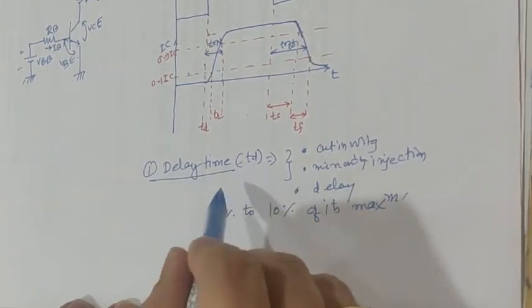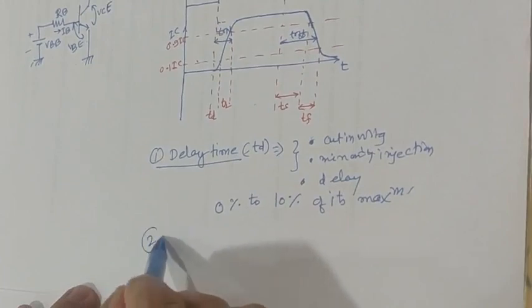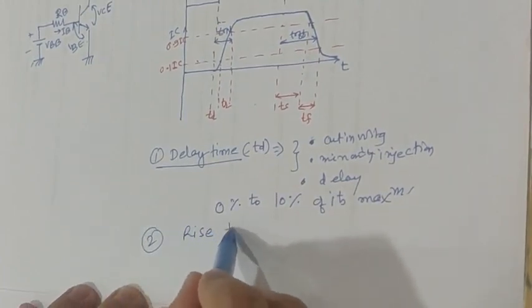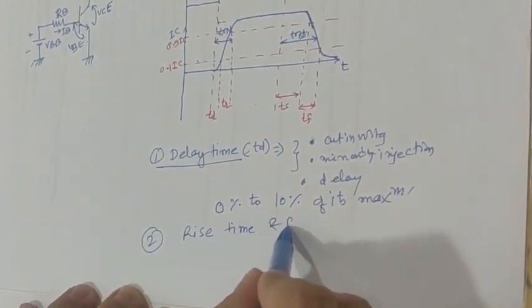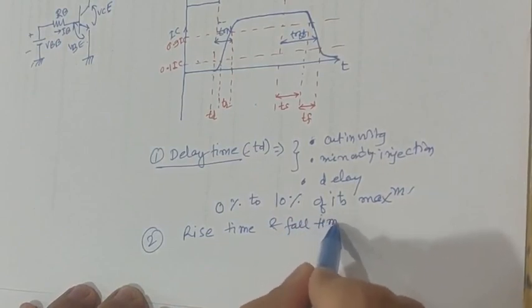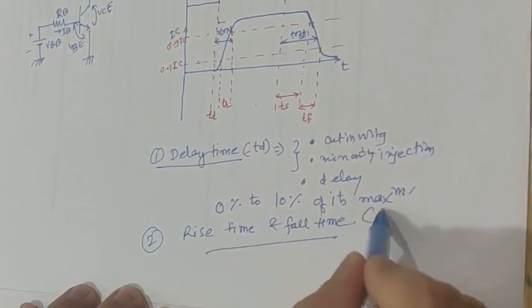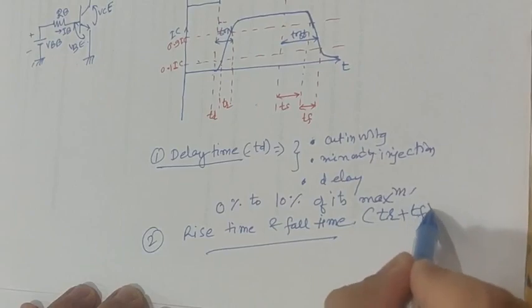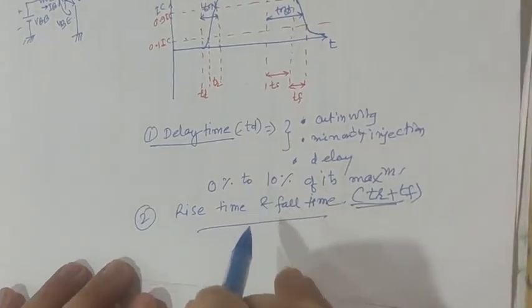That is called delay time. Now I am defining rise time and fall time together. So second is rise time and fall time, that is TR and TF. Now what is this? We will be explaining this.